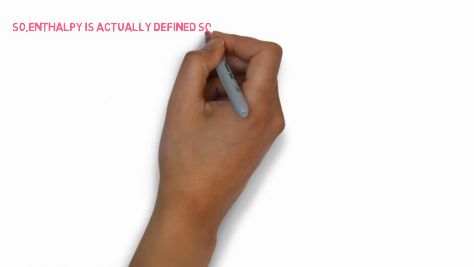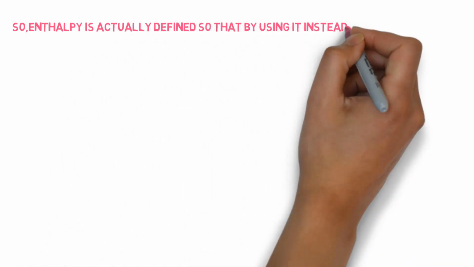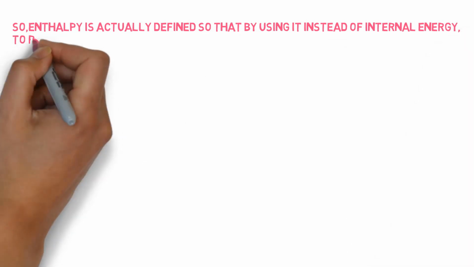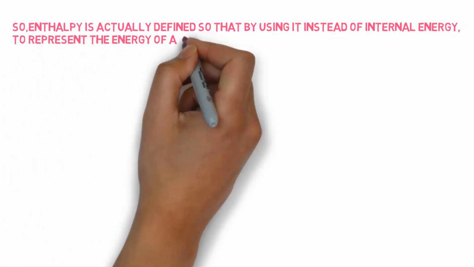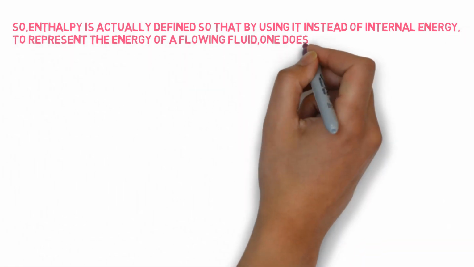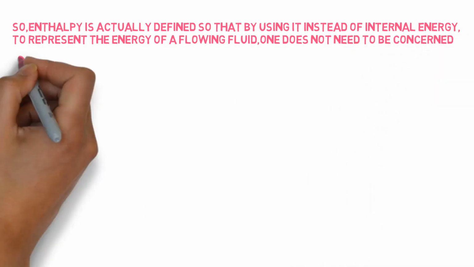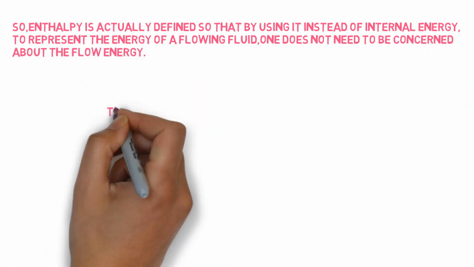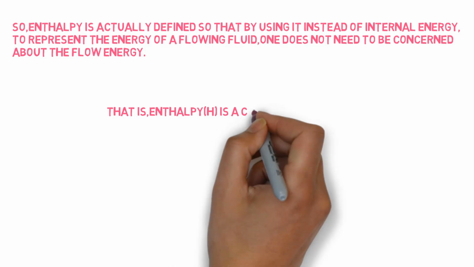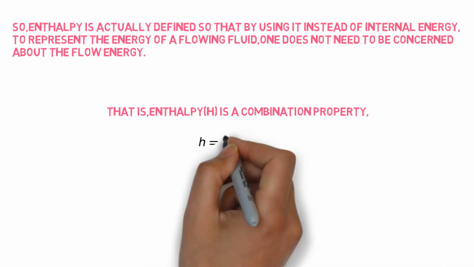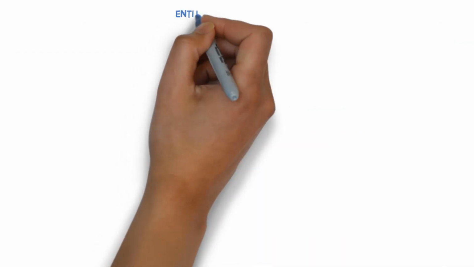So enthalpy is actually defined so that by using it instead of internal energy to represent the energy of a flowing fluid, one does not need to be concerned about the flow energy. That is, enthalpy, which is denoted by H, is a combination property. H equals U plus P times V.